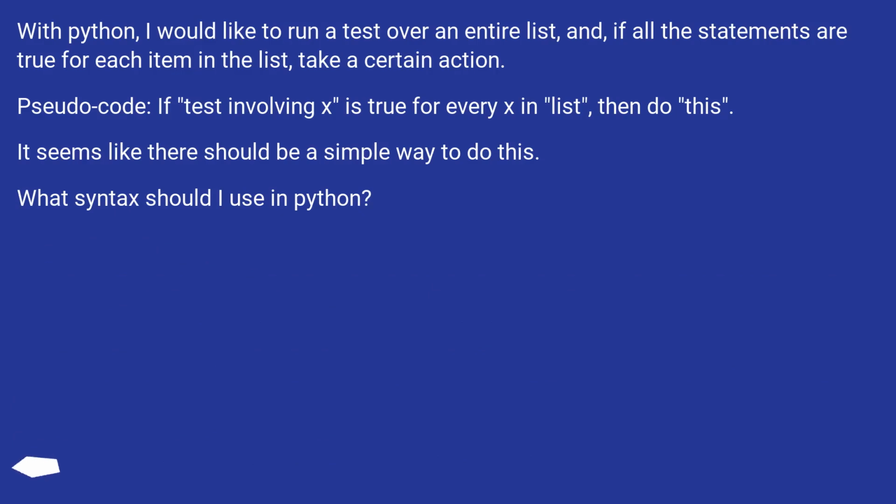With Python, I would like to run a test over an entire list, and, if all the statements are true for each item in the list, take a certain action. Pseudocode: if test involving x is true for every x in list, then do this. It seems like there should be a simple way to do this. What syntax should I use in Python?